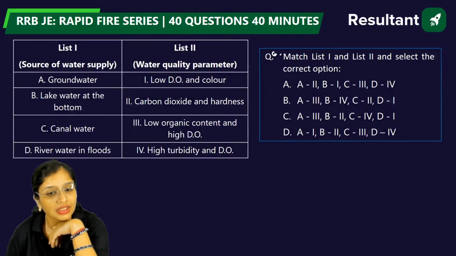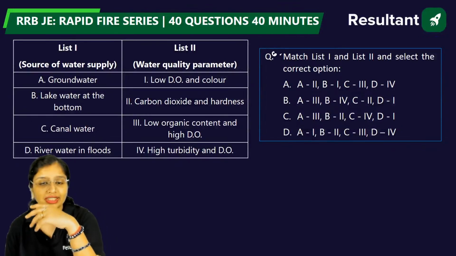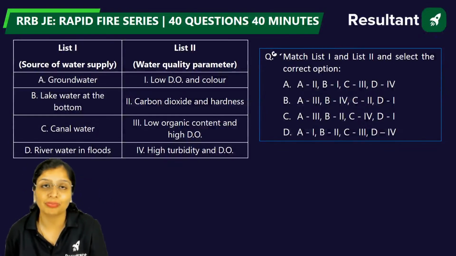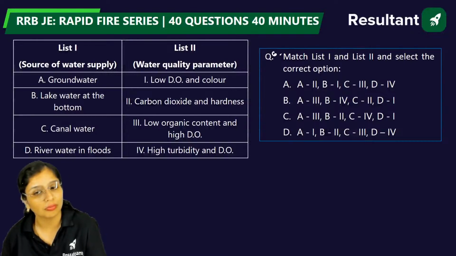Solve it. Come on, guys. Here they have given to you groundwater, lake water at bottom, canal water, river water in floods. So basically, what is the water quality parameter which you will be getting prominently in that particular source of water supply? You have to talk about that.